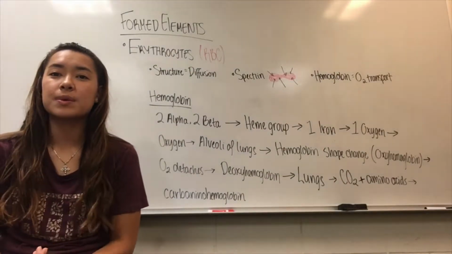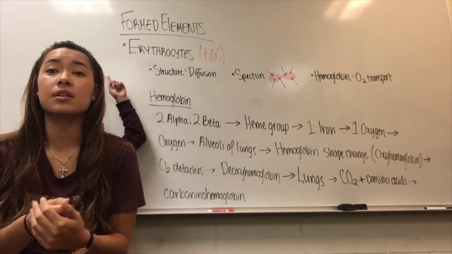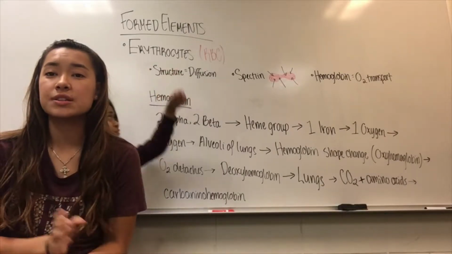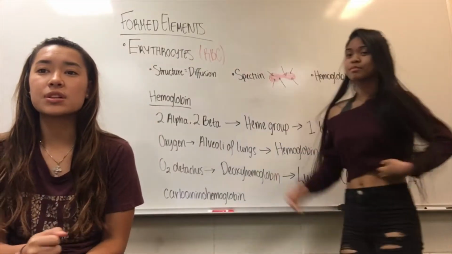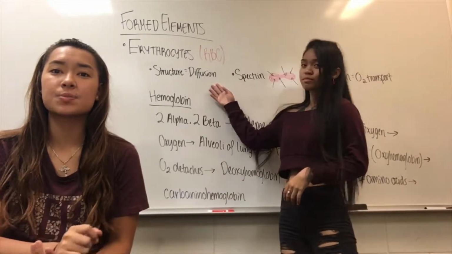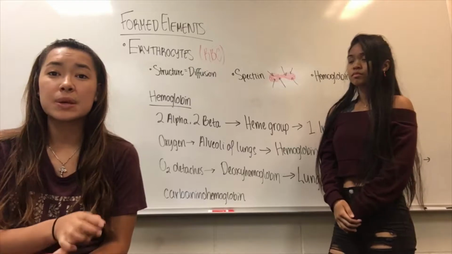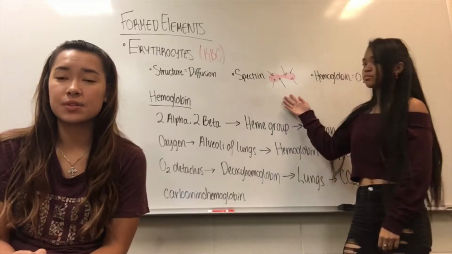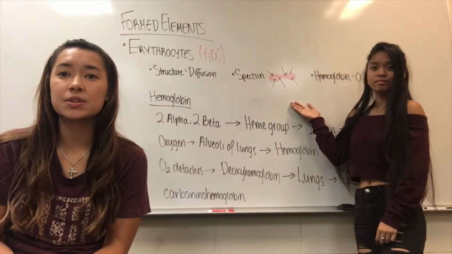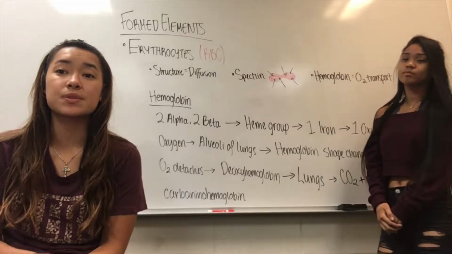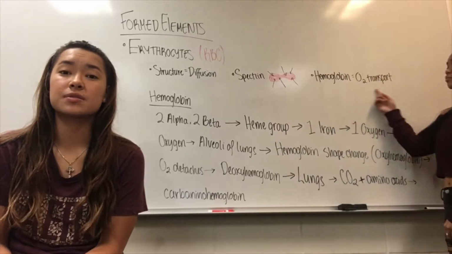The first formed element we are going to talk about is erythrocytes, also known as red blood cells. Their structure allows diffusion in and out of the cells perfectly because the volume throughout the cell is the same. Spectrin is the protein that gives erythrocytes their shape. Their function includes the hemoglobin transporting up to 4 oxygen molecules.